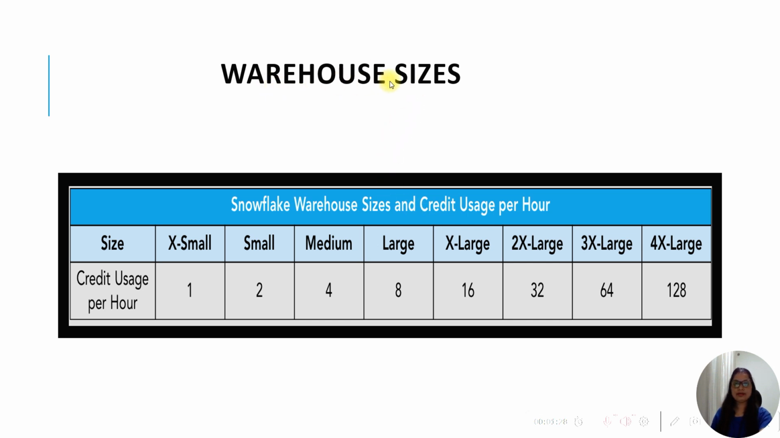If we talk about the warehouse sizes, you can see the credit usage per hour. So you can see there is X small, small, medium, large, extra large, 2x large, 3x large and 4x large size available. So X small to 4x large, starting from 1, 2, 4, 8, 16. For 2x it is 32, 3x 64 and 4x 128. So from 1 to 128.